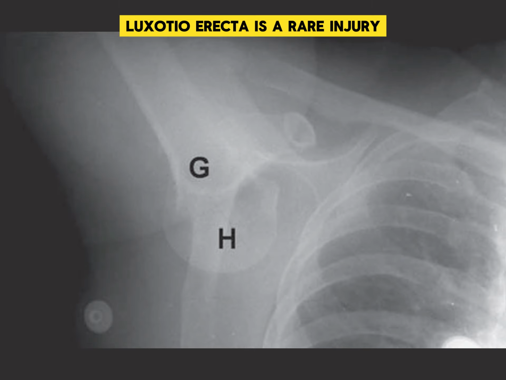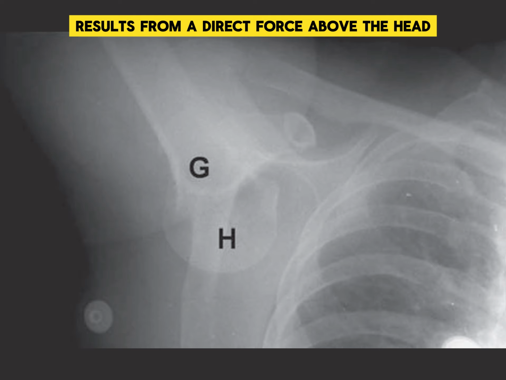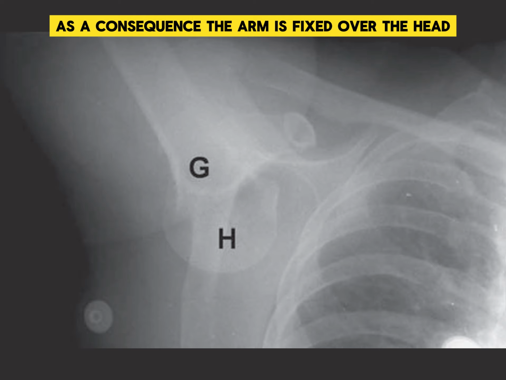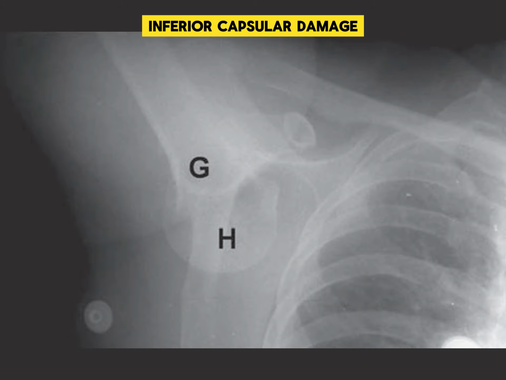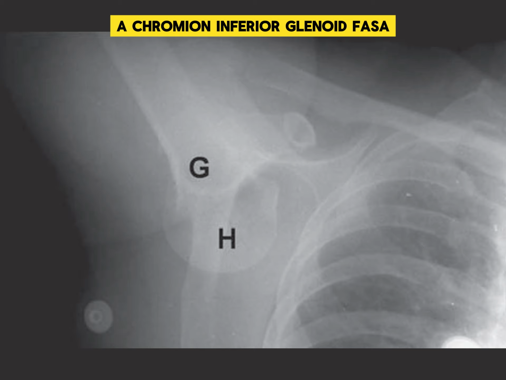Luxatio erecta is a rare injury sustained when an axial load across an extended arm results from a direct force above the head. As a consequence, the arm is fixed over the head. Inferior capsular damage and neurovascular injuries can occur. Fractures of the coracoid process, acromion, inferior glenoid fossa, and humeral head have been described.